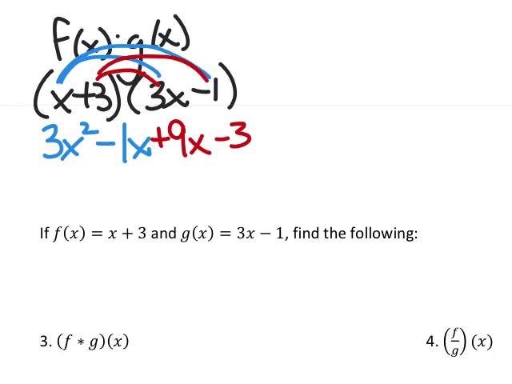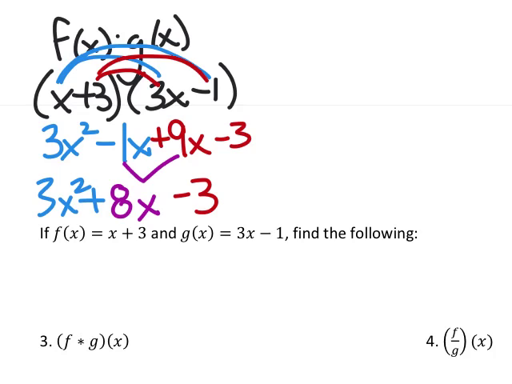From here, all it is about combining these like terms. Negative 1x plus 9x, that's going to be a positive 8x. But the 3x squared, there was no other like terms to combine with it. And the negative 3, there were also no other like terms. So this is how our answer looks.